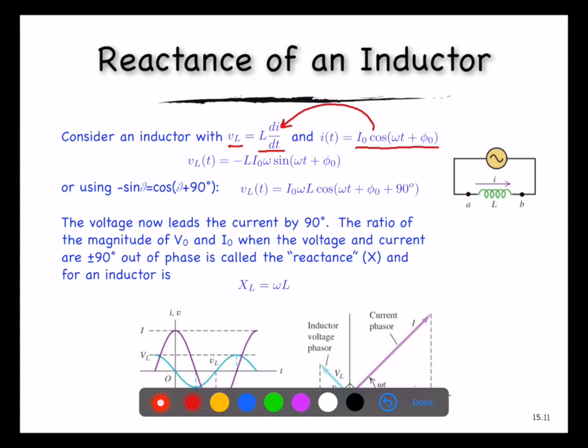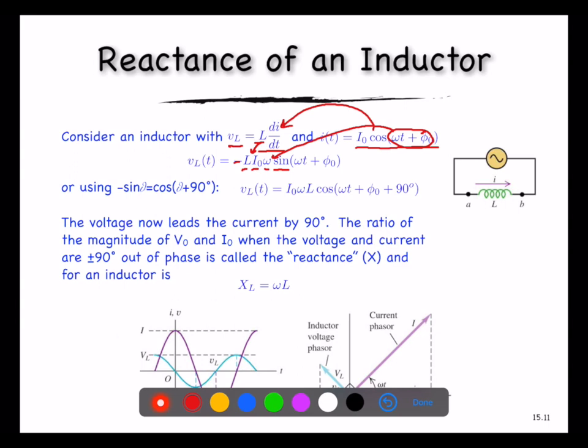So we have to take the time derivative of this. Our I naught, that's the amplitude, that's a constant. When we take the time derivative of cosine, we get sine. And then using the chain rule, we have to take the time derivative of the argument here. And so the time derivative of that is omega. That gives us this omega here. And then we still have the L from our definition. And this minus sign comes from the derivative of cosine being minus sine.